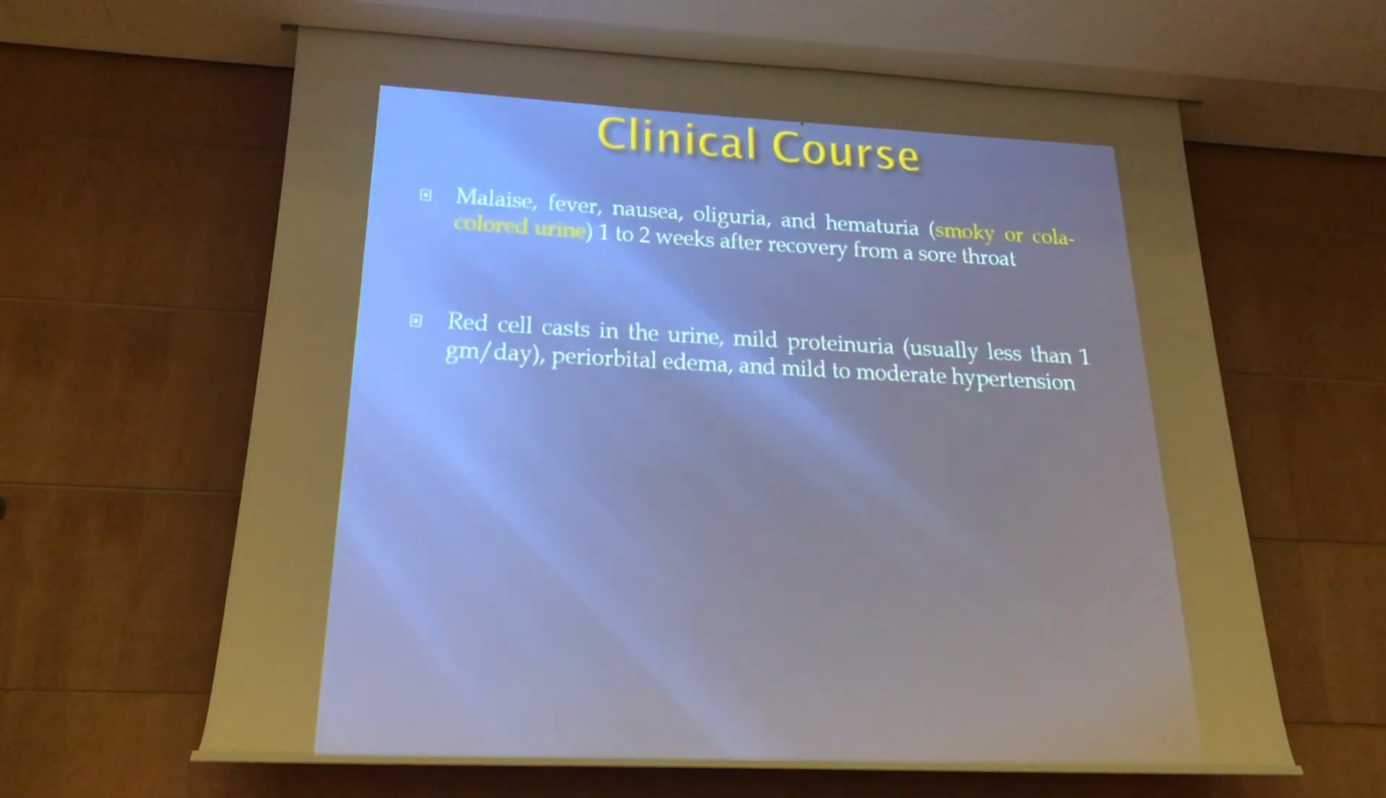Clinical features: this patient has malaise, fever, nausea, oliguria and hematuria. And the hematuria will be smoky or cola color. Remember, if you see cola color urine, the first thing that comes to your mind will be post-streptococcal, 1 to 2 weeks after recovery from the sore throat.